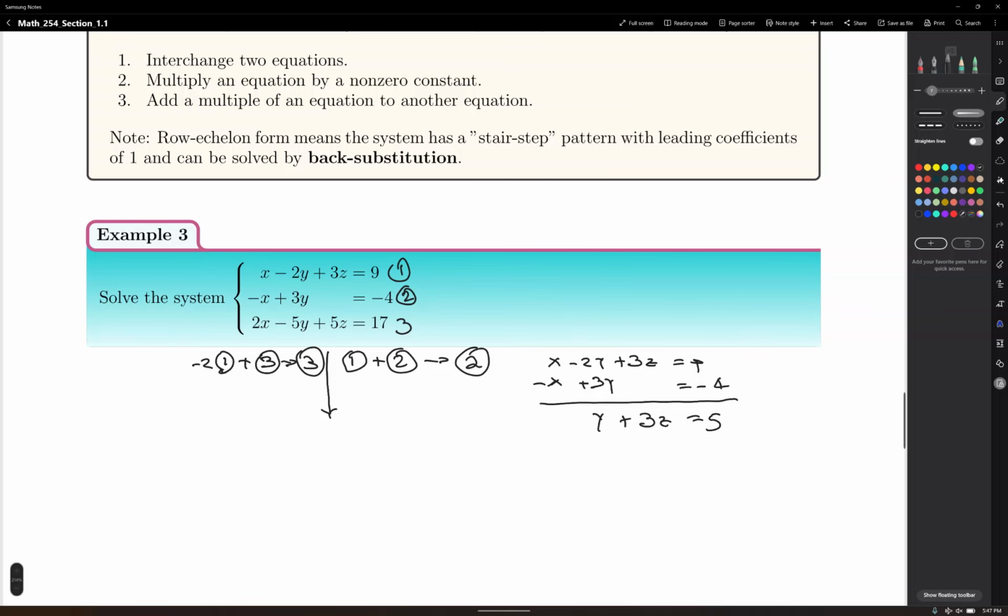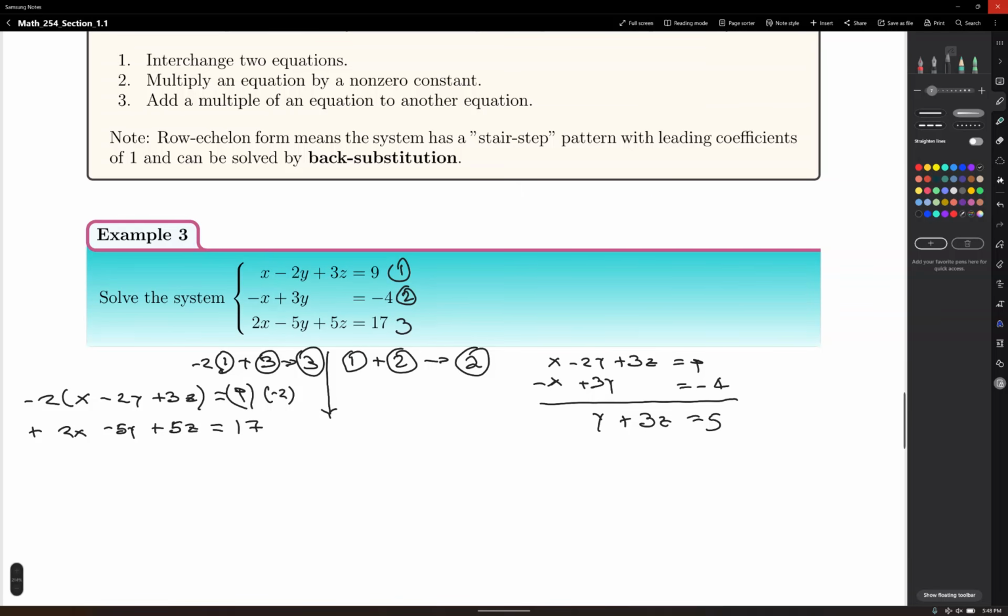So let me do it on the other side right here. So 2 times x minus 2y plus 3z equals 9. Also, that times 2. Oh, actually, negative 2, right? Negative 2. All right. And what are we going to do from here? So add. We're going to add 2x minus 5y plus 5z equals 17, right?